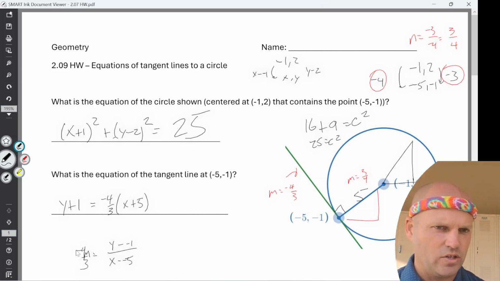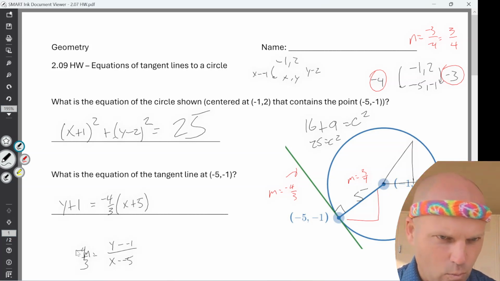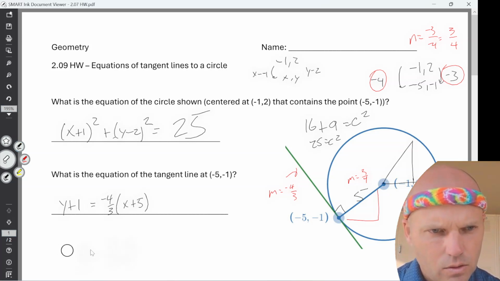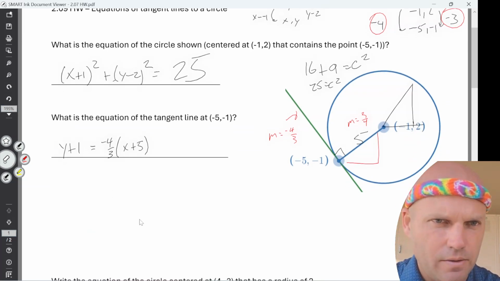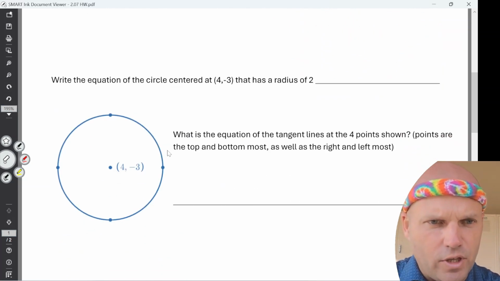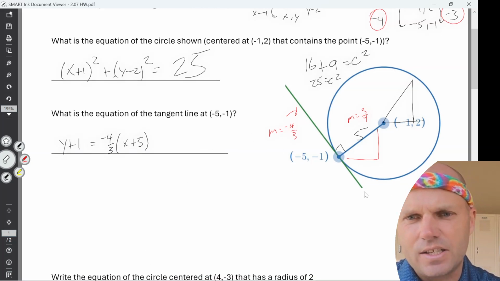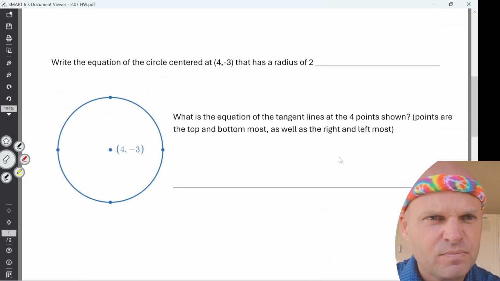You can solve this equation for y, like y minus -1, to get y plus 1 equals -4/3 (x plus 5). Okay, cool. So that's really it. That was the big thing about the lesson, the idea that tangent lines hit circles at one point and they're perpendicular to the circles.